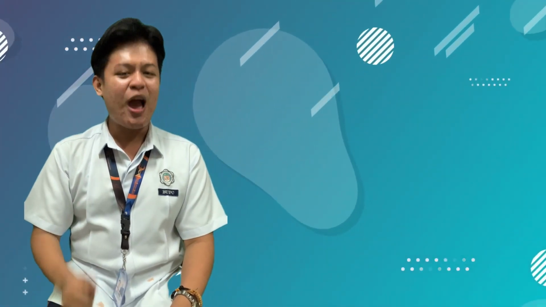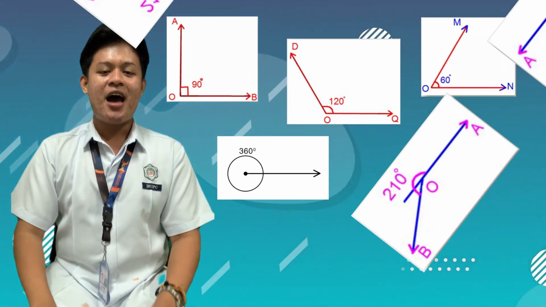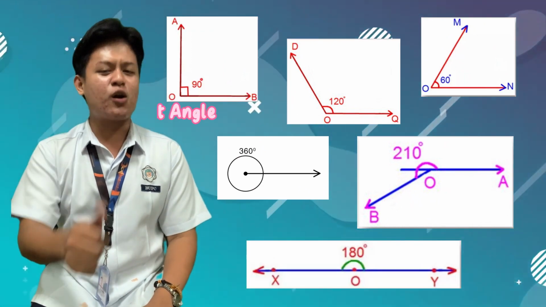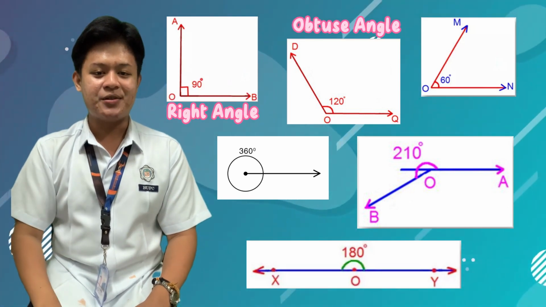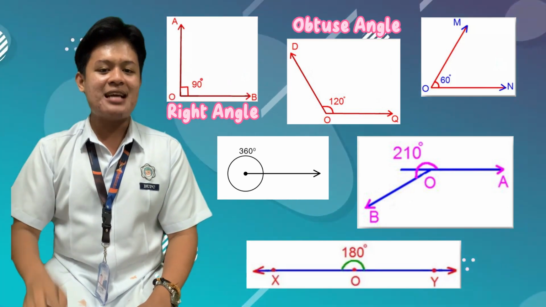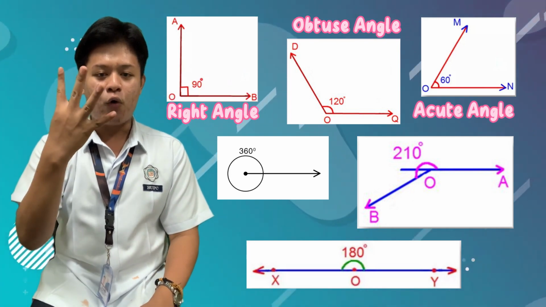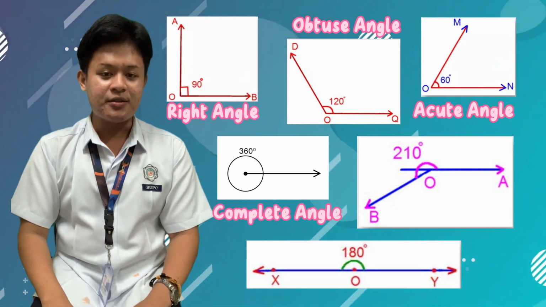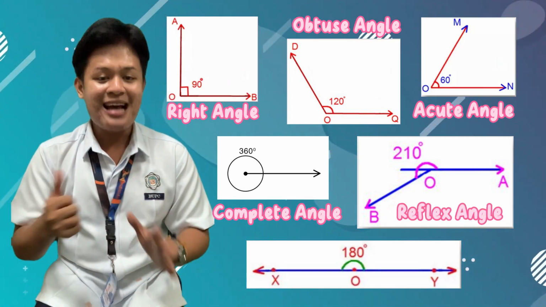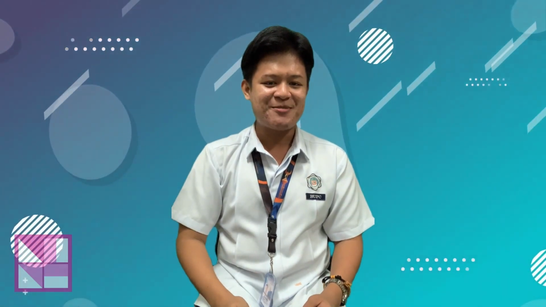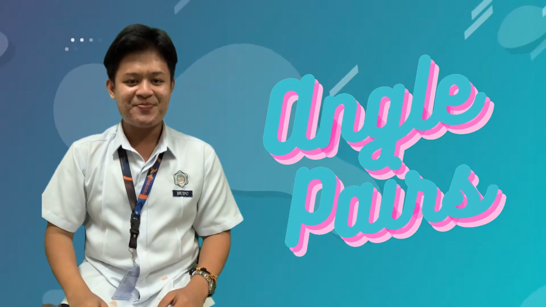Can you identify what type of angles are the following? The first one is a right angle. The second one is an obtuse angle. The third one is an acute angle. The fourth one is a complete angle. The fifth one is a reflex angle. And the last one is a straight angle. Good job, learners! We will now proceed to what we call angle pairs.